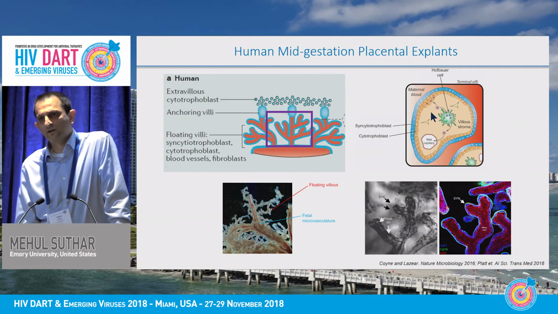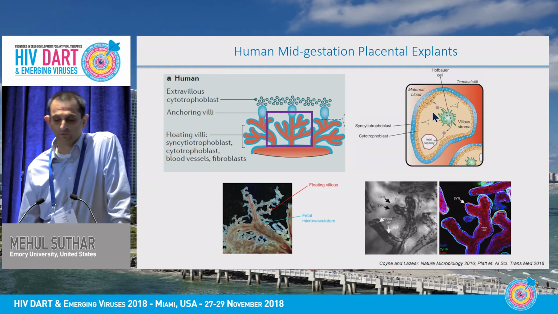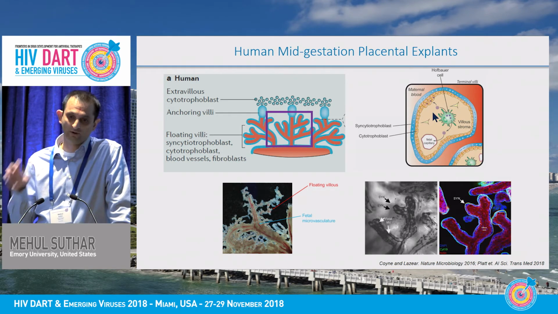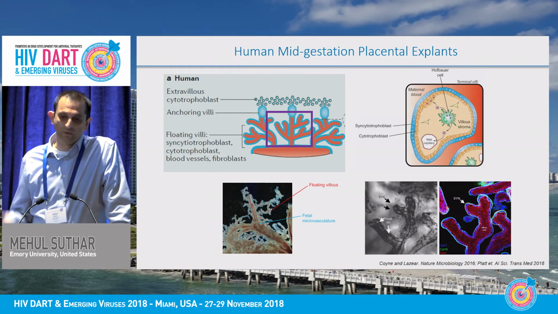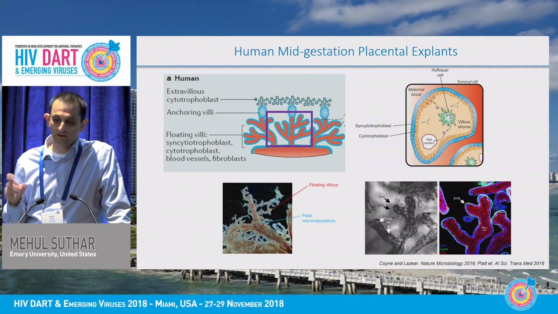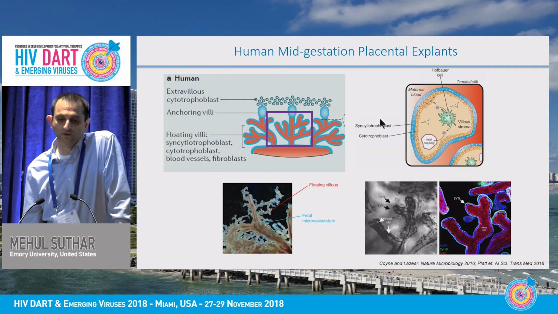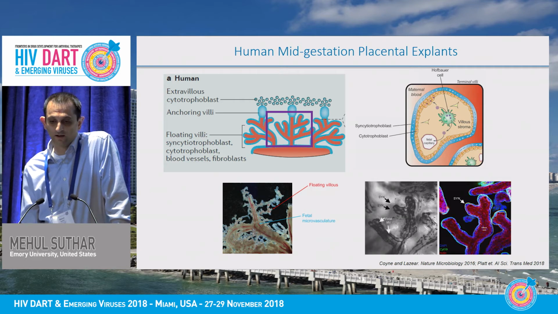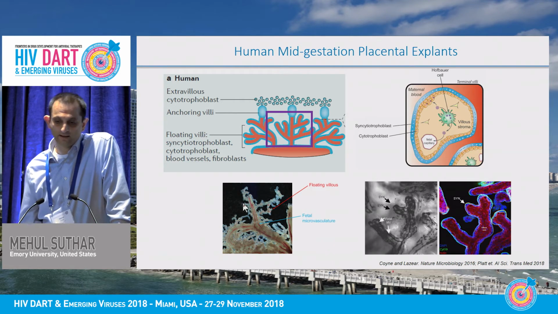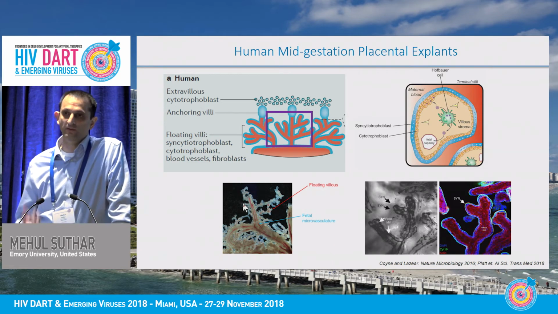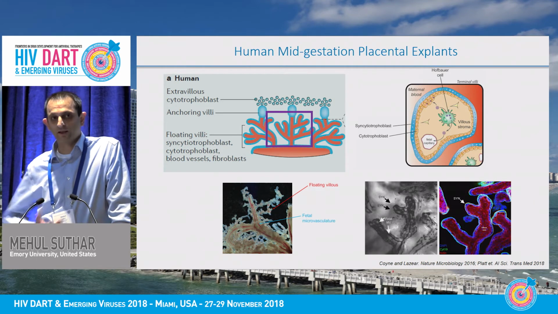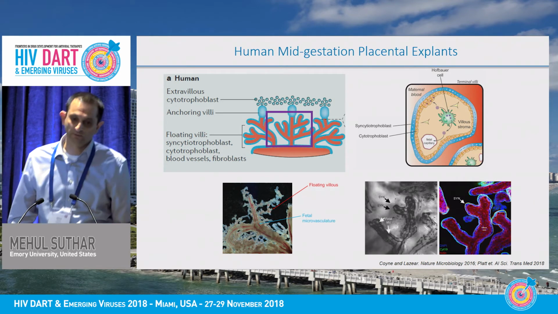We next wanted to move our studies into more relevant model systems. So rather than just simply isolating these cells from human placenta, we next wanted to look specifically in human explants. So what we were able to do in the laboratory, we can isolate these chorionic villi that maintain the architecture that's normally found within the placenta. So we are able to obtain first and second trimester placenta.